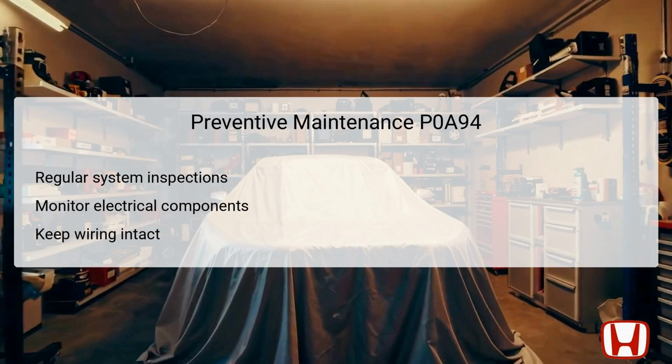Monitoring the performance of electrical components can allow for early detection of symptoms similar to those seen with DTC P0A94. Educating vehicle owners on the importance of timely inspections can help encourage proactive measures, ultimately contributing to the longevity and reliability of their Honda Civic. Moreover, creating a maintenance schedule with recommendations for specific electrical system checks could become beneficial.